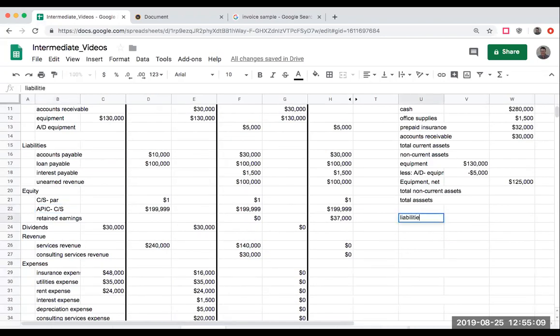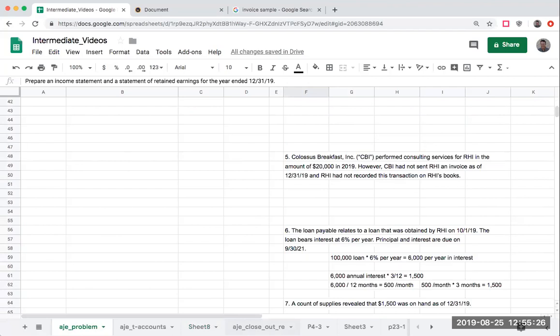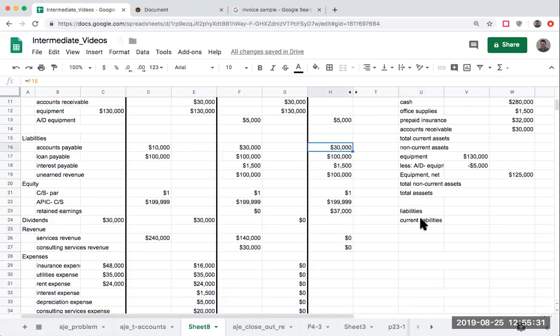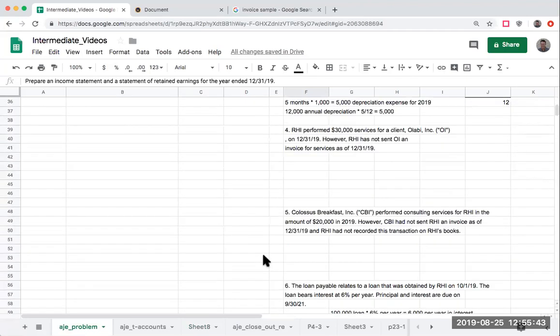My liabilities, I'm going to have current liabilities. Now my current liabilities are going to depend upon when the liability was actually due. So as I come over here, what I need to do is read the additional information. If I look at my liabilities right over here, I see that I have accounts payable, which I know is going to be current. My unearned revenue is something I'm going to have to earn out in the next year. But this loan payable and the related interest payable, I need to take a further look at. So let's take a look at that loan payable.